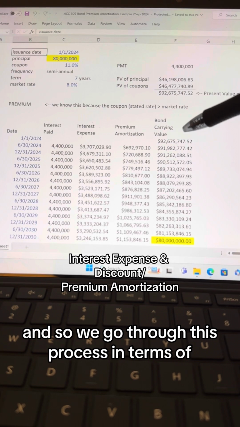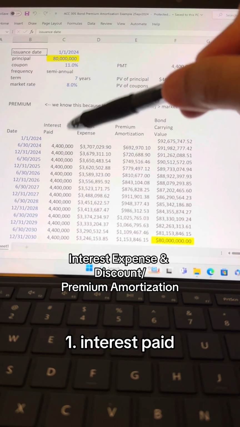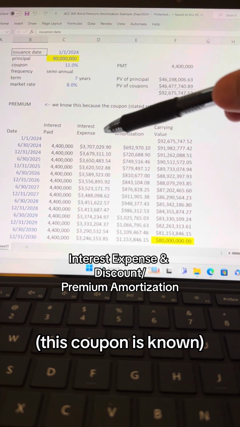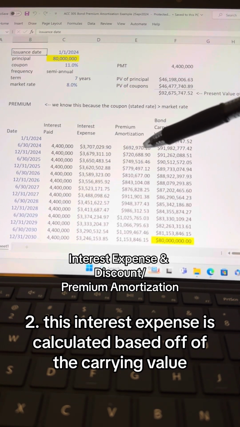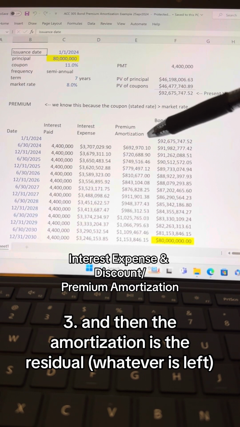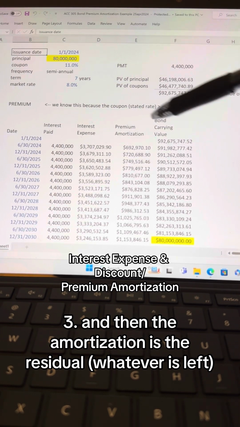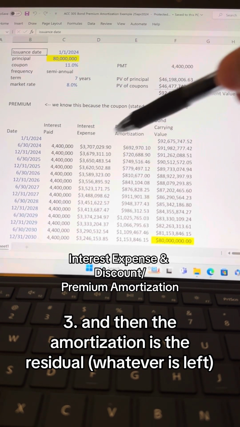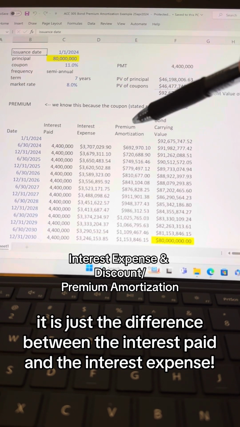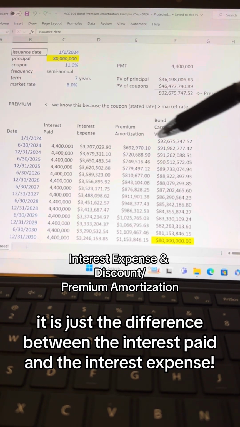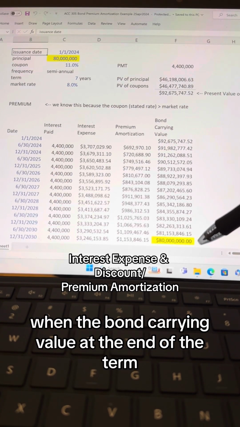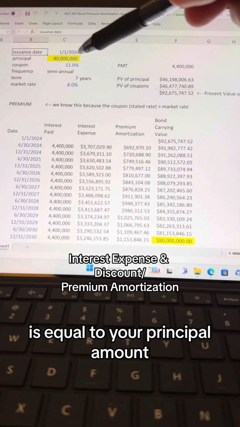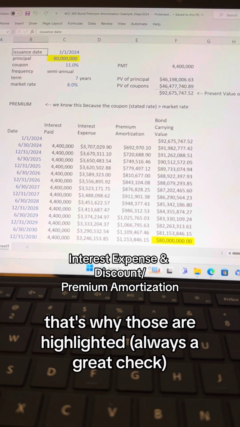And so we go through this process in terms of interest paid. This coupon is known. This interest expense is calculated based off of the carrying value. And then the amortization is the residual, whatever is left. It's just the difference between the interest paid and the interest expense. Okay, you know you've set this up correctly when the bond carrying value at the end of the term is equal to your principal amount. That's why those are highlighted.